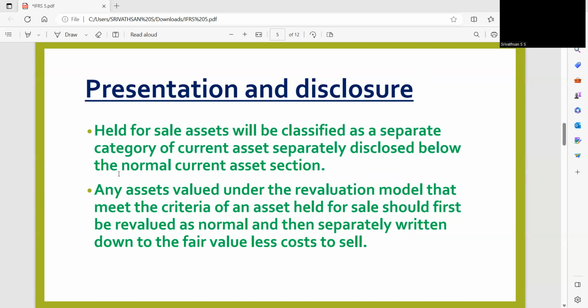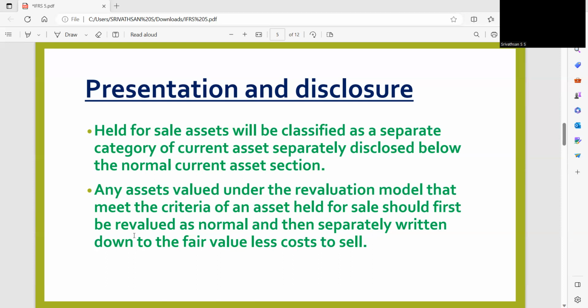So for example, let's say that on 31st March, you are classifying an asset as a non-current asset held for sale. So from 31st March, you should not depreciate the asset anymore. Any asset valued under the revaluation model that meets the criteria of an asset held for sale should first be revalued as normal and then separately written down to the fair value less cost to sell.